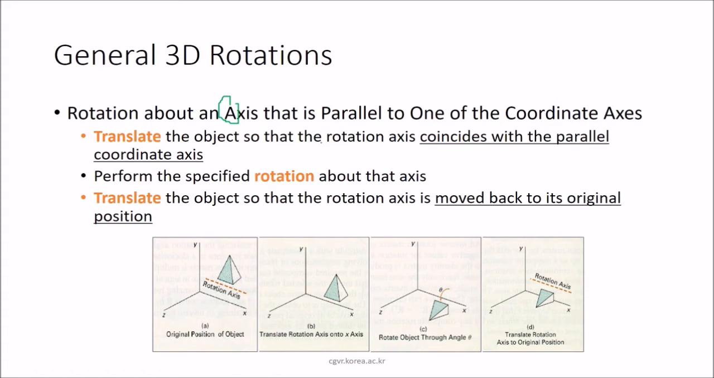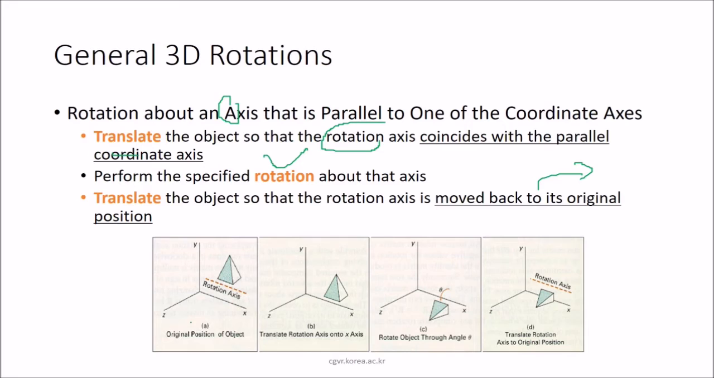We translate the object so that the rotation axis coincides with the parallel coordinate axis. We perform the specified rotation about the x-axis, or any axis, x-axis or y-axis, that is parallel. Then we translate the object so that the rotation axis is moved back to its original position.